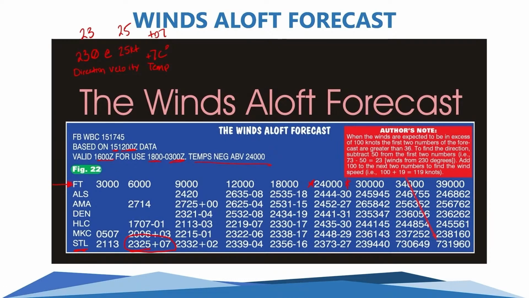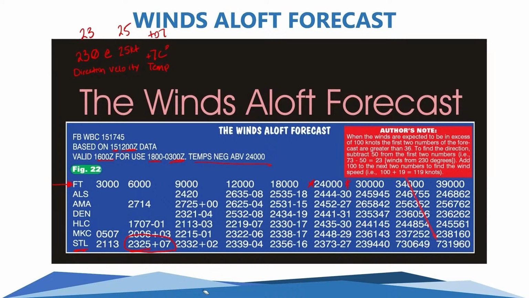So some of them will not have a temperature. So very simply, if I were going to look at St. Louis at 3,000 feet right here, that would be the equivalent of 210 at 13 knots, but there is no temperature reported. If you have anything that's blank, that's basically either not reported or the altitude's too low for it to actually report. Okay, so that's that one.